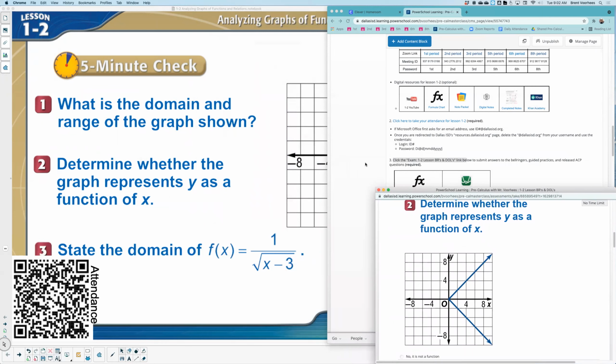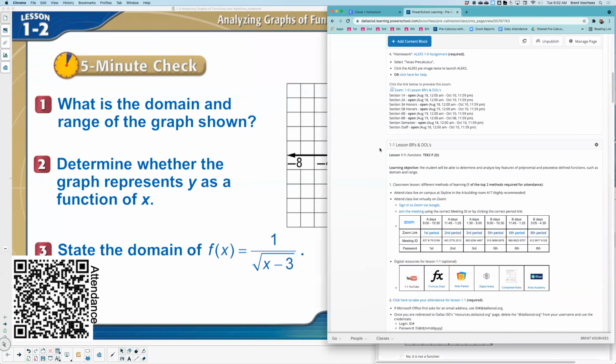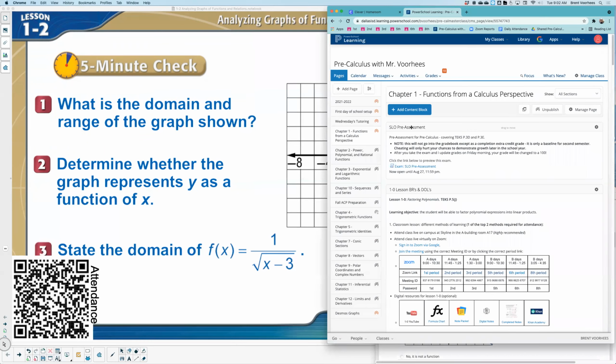I'm going to draw your attention now, since it's the start of the second week of school, to some things you could do to get a free 100 and just make sure you know where everything is. Up at the top of chapter 1, you have an SLO pre-assessment. This is math that, unless you failed pre-calculus, you most likely have never seen. Just take it. If you don't know at all what it is, don't cheat. It's just multiple choice.